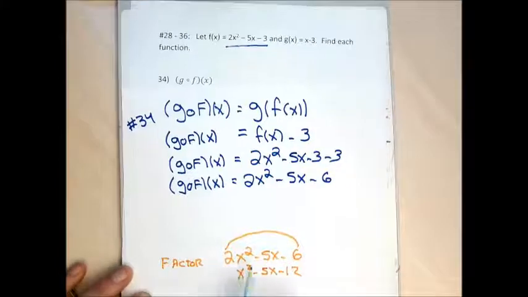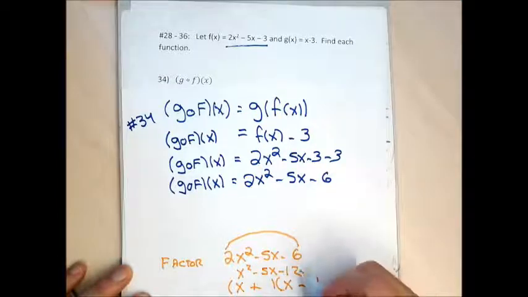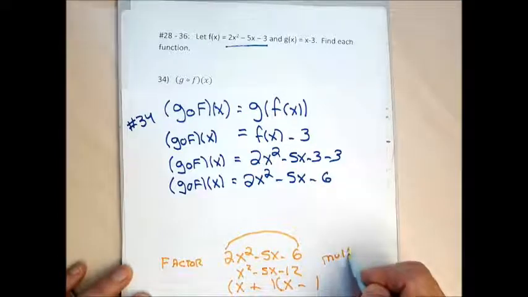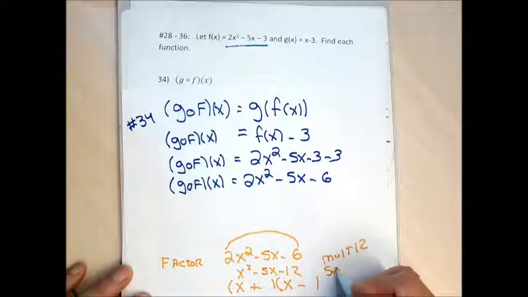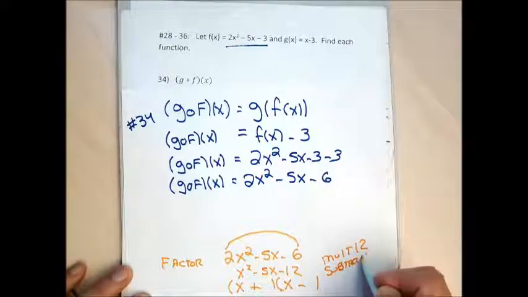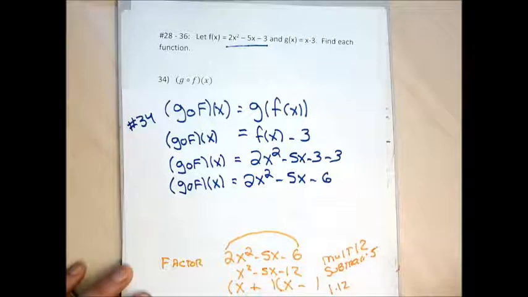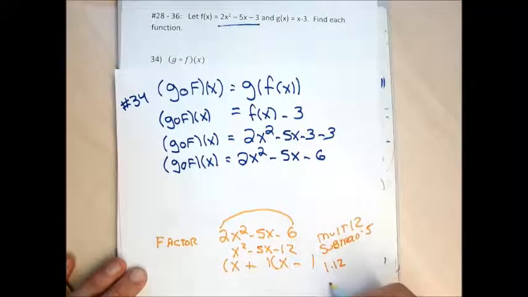And then I attempt to factor this. The signs are going to be plus and minus. First are going to be x's, and my last have to multiply to 12 and subtract to 5. The factors of 12 are 1 and 12. Those subtract to be 11. Those aren't the factors that I need.